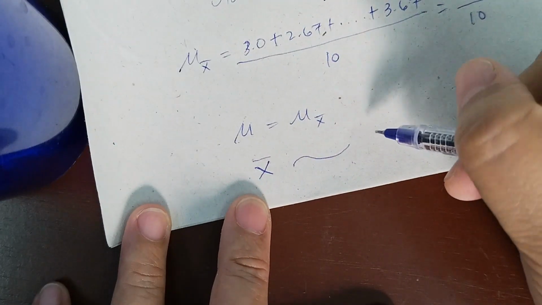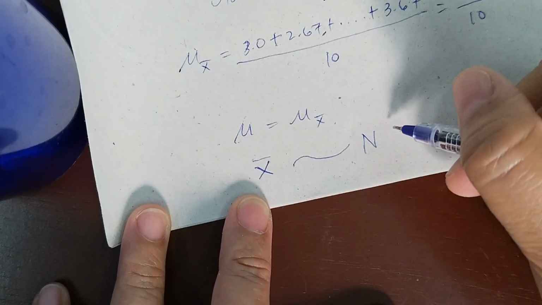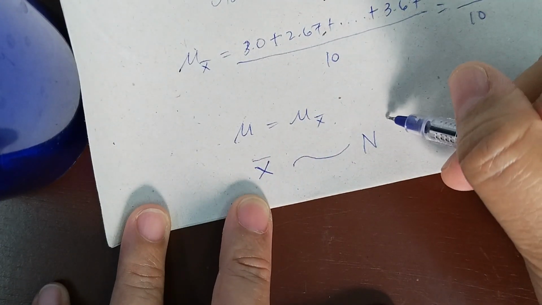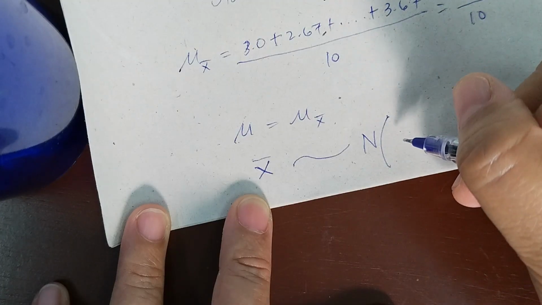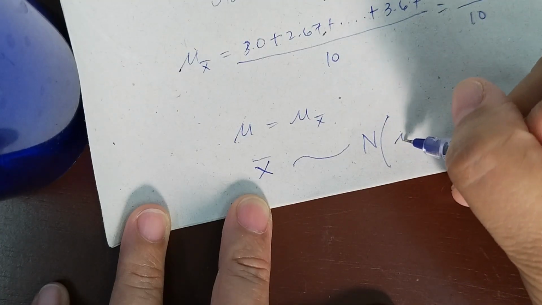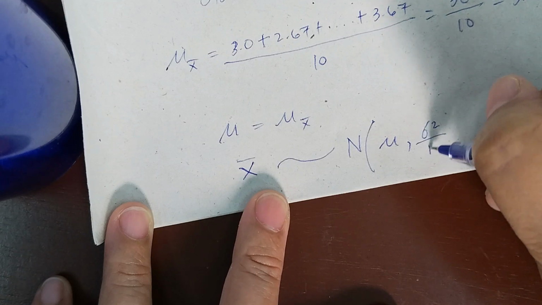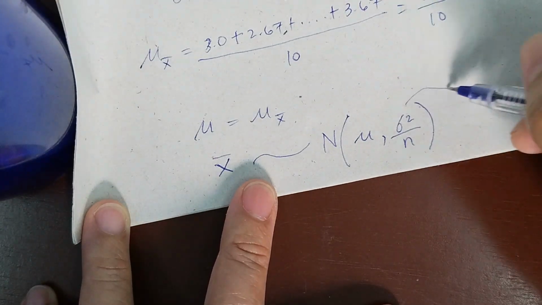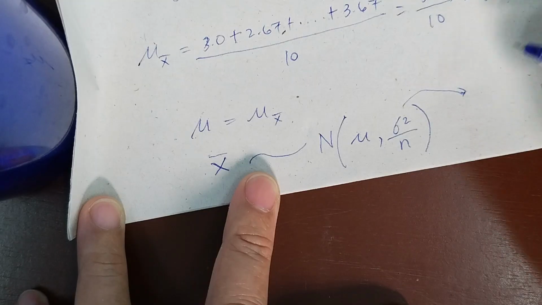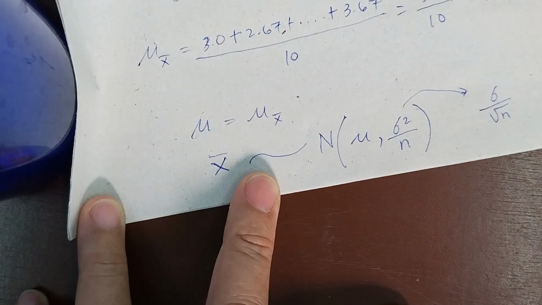And it has a distribution. This is shown in the central limit theorem link I sent in your blogspot. This is a normal distribution with mean mu and variance sigma squared over n. So kung ito yung variance, ibig sabihin, the standard deviation would be sigma over the square root of n. Okay?